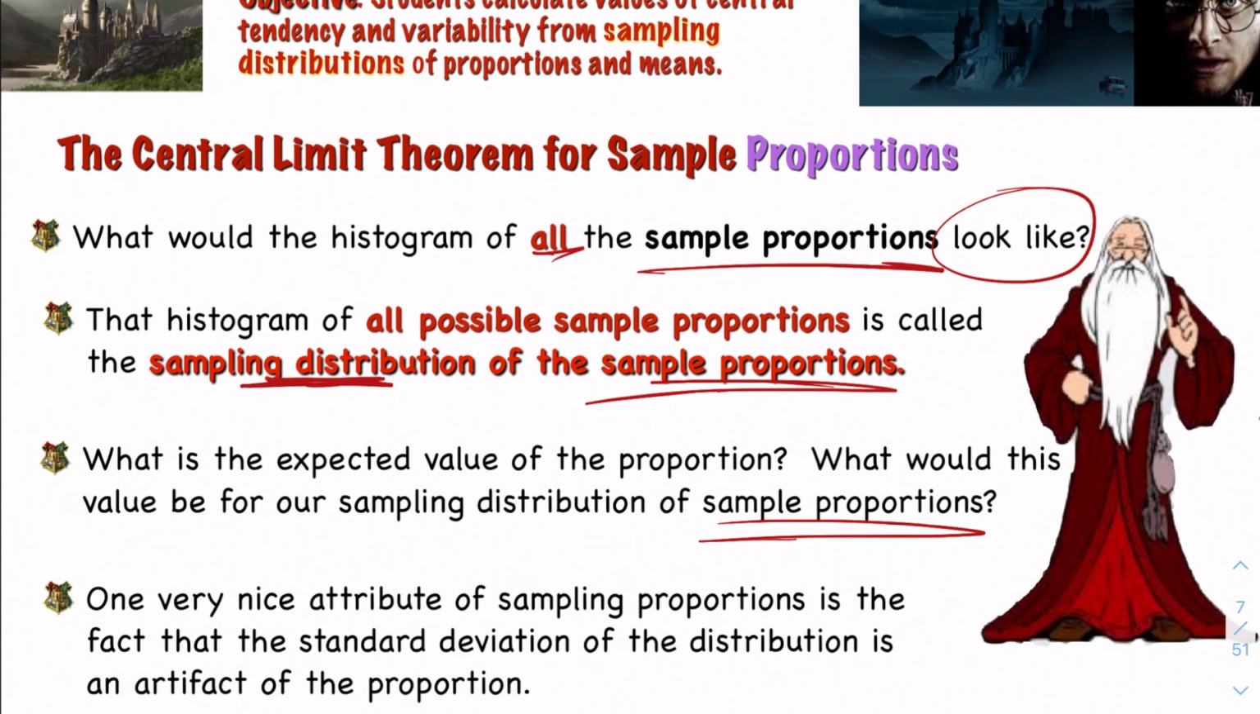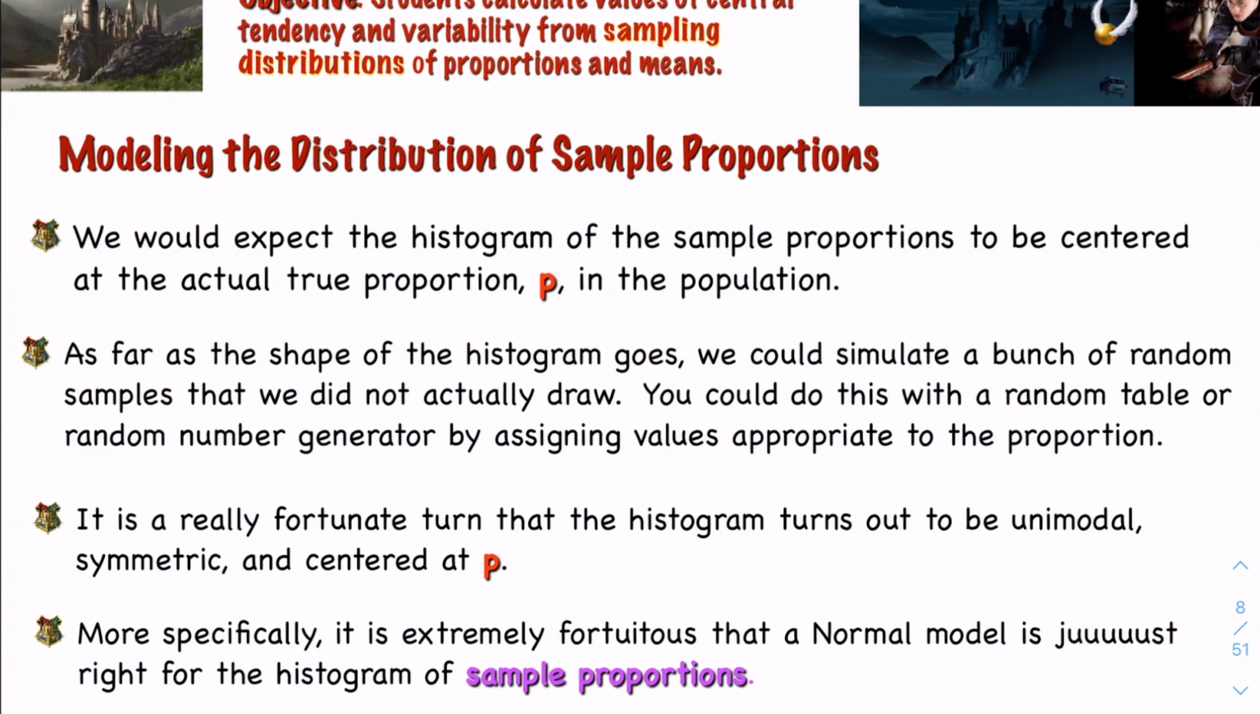And one very nice attribute of sampling proportions, mind you, when I say proportions, we're thinking categorical data, is the fact that the standard deviation of the distribution is an artifact of the actual proportion. So we would expect the histogram of the sample proportions to be centered at the actual true proportion. We call that P in the population.